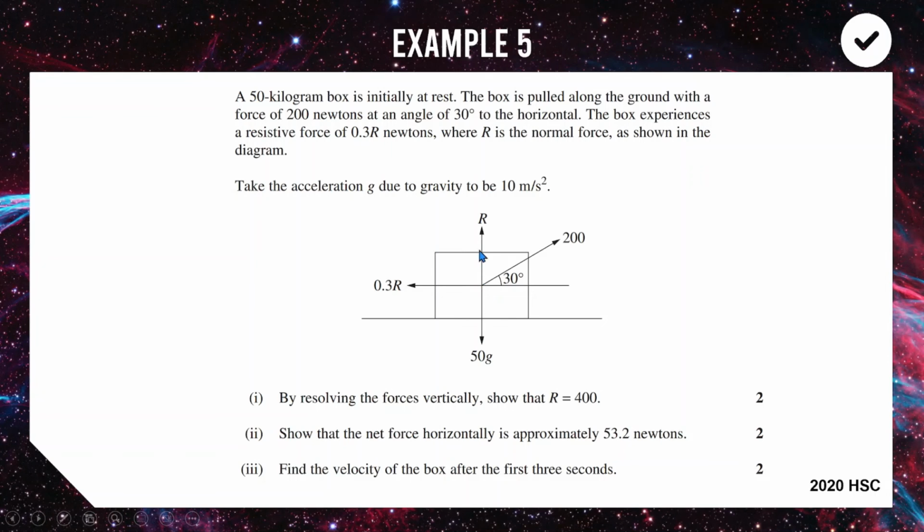50G force acting down the box due to gravity, and a resistive force acting back up because it doesn't pass through the ground, because that's not how ground works. Okay, part I, by resolving forces vertically, show that R is equal to 400.